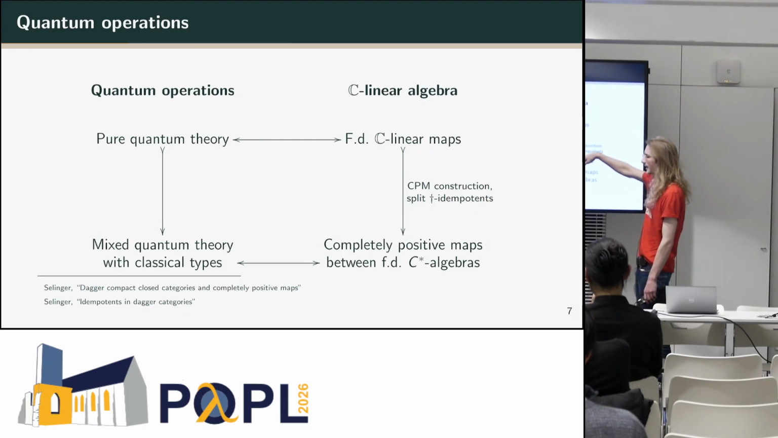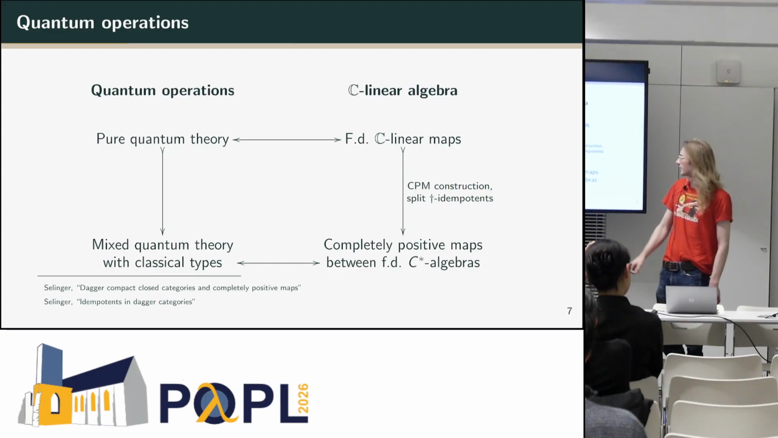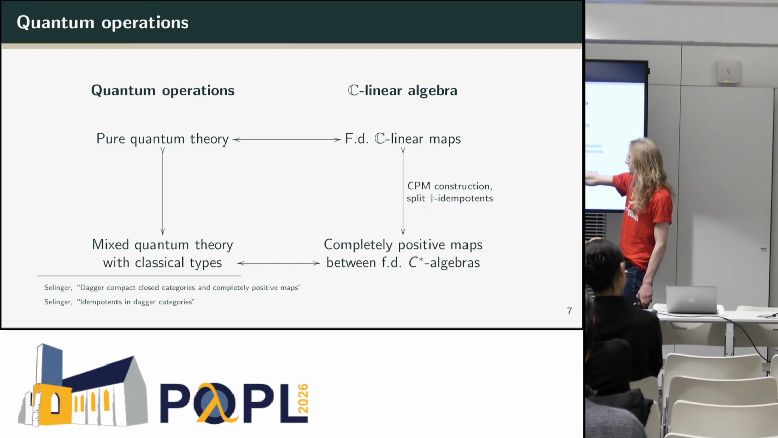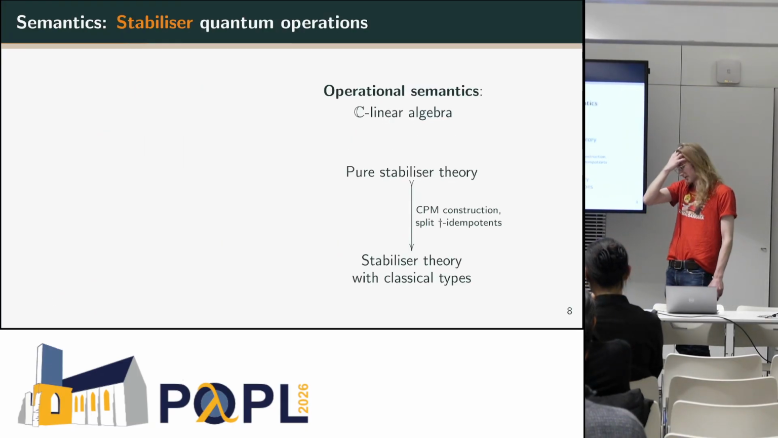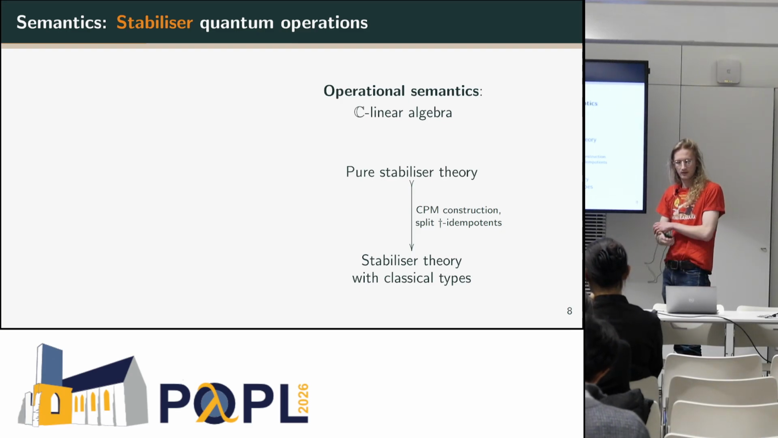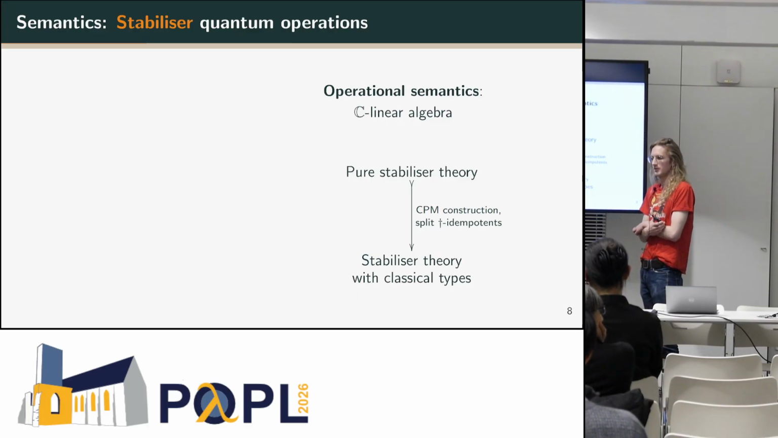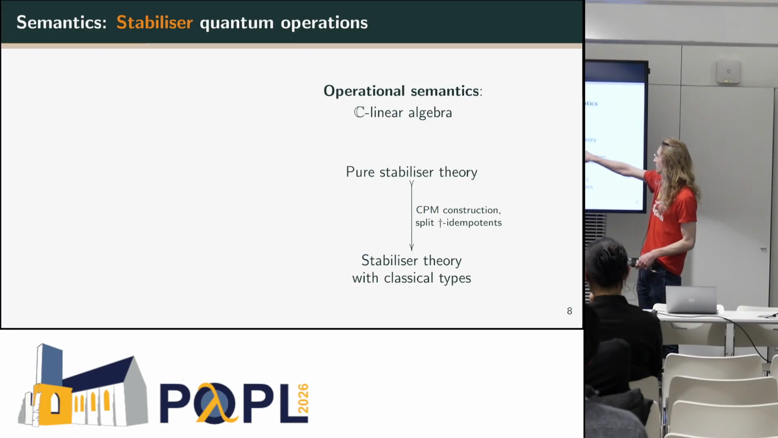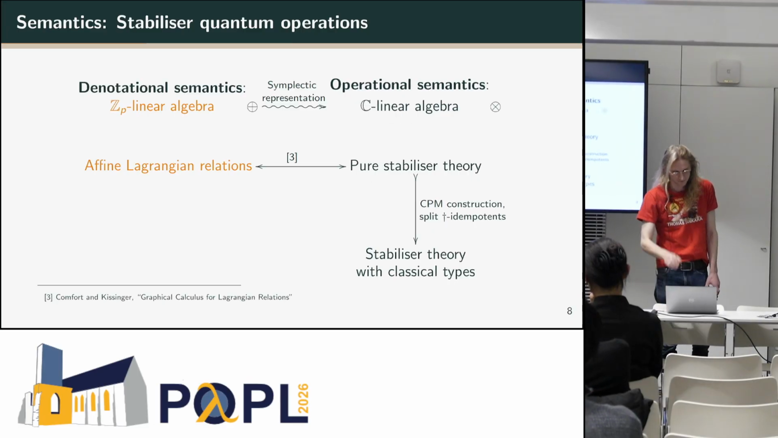And for my purposes, I'm not going to care about mixed stuff, because it's not useful for the exposition. So I'm going to go directly from pure state to mixed quantum computing with classical types. So this talk is all about stabiliser quantum programming. So I'm going to restrict my attention not to all pure state and mixed state quantum mechanics, but only those which are constructed using these operations I described. So you can apply the same abstract construction to pure stabiliser theory to obtain stabiliser theory with classical types.